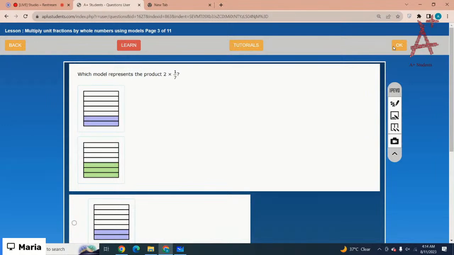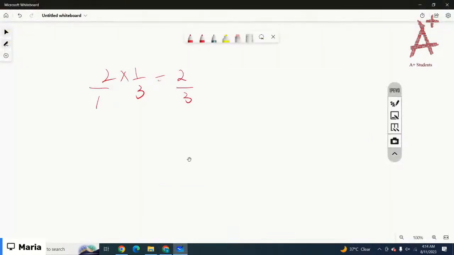Okay, 2 times 1 over 7. Let's just calculate the product, right? So you have to do 2 times 1 over 7. So 2 doesn't have any denominator, so its denominator is 1. Just do numerator times numerator. 2 times 1 is 2 and 7 times 1 is 7, right? So that means you have a shape with 7 portions.